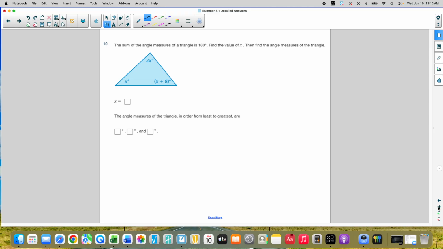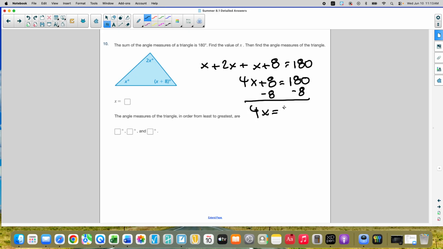Number 10, the sum of the angle measures of a triangle is 180 degrees. Find the value of x, then find the angle measures of the triangles. Okay, so first we know that the sum of the angles of all triangles is 180. So this angle plus this angle plus this angle equals 180 degrees. We're going to simplify. We're going to add like terms, which gives us 4x plus 8 equals 180. We'll minus 8 from both sides, leaving us with 4x equals 172. Divide by 4. X equals 43.